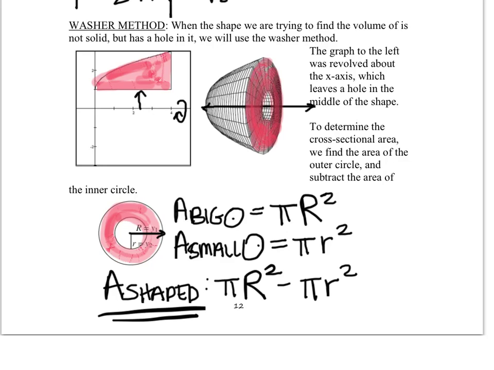Okay? And as long as you integrate the cross-sectional area from beginning until end, and in this case from x equals 0 until x equals 4, that's going to give you the volume of the entire region. So let's go ahead and try some practice problems.